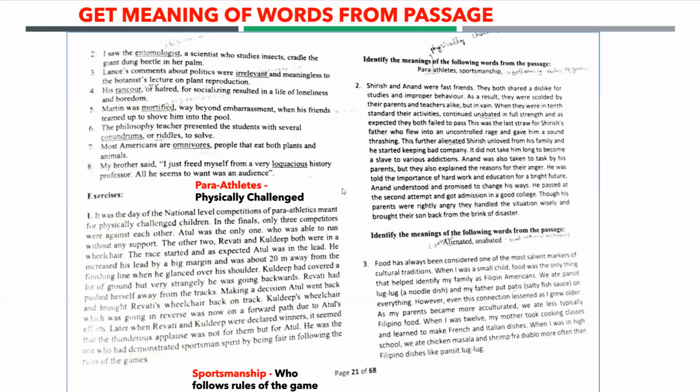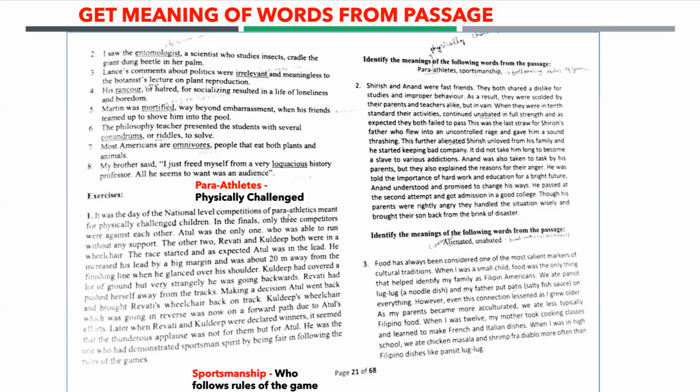Then we have been given a paragraph from which we'll have to find the meaning. We'll have the paragraph along with the words that will be given. For that word, we'll have to find out the meaning by reading this paragraph. Getting the meaning of words from the passage. So here they have given the passage and they have asked for the meaning. You can see the first exercise, we have all this para, and then they are asking, identify the meanings of the following words from the passage. Para athletics and sportsmanship. We need to find out the meaning for these two words.